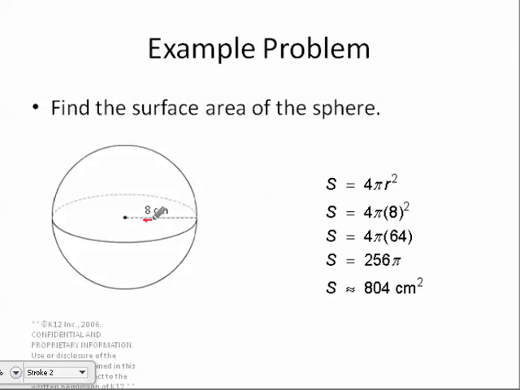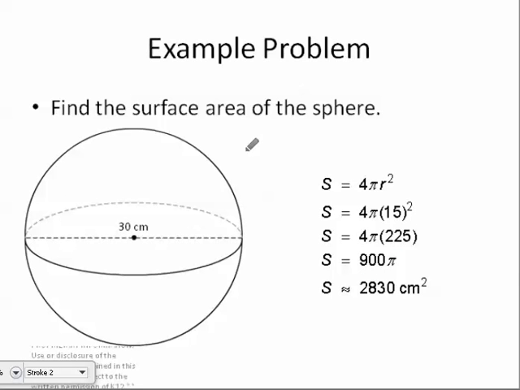If the radius is 8, 8 squared is 64. 64 times 4 is 256. Times pi is 804 centimeters squared. Here's a sphere. We've got a 30 centimeter diameter. That's a 15 centimeter radius. 15 squared is 225. Times 4 is 900 pi. That's 2,830 centimeters squared.